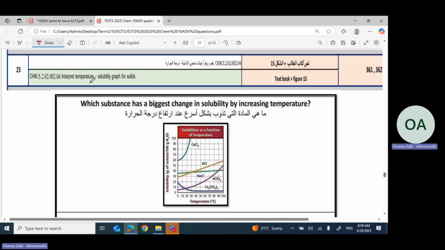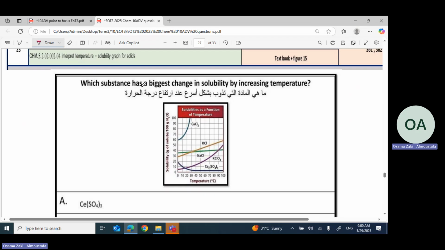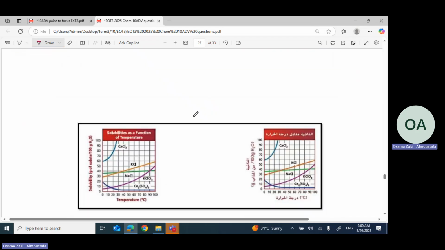Here, we have to focus on the graph. Look at the graph. This is the temperature. By increasing the temperature, this is the solubility. For some of the chemicals, the solubility increases. Some of them, look at this, decrease. This is a huge or big increase or change. Look here, in NaCl slightly. So which substance has the biggest change? The biggest change is CaCl2.